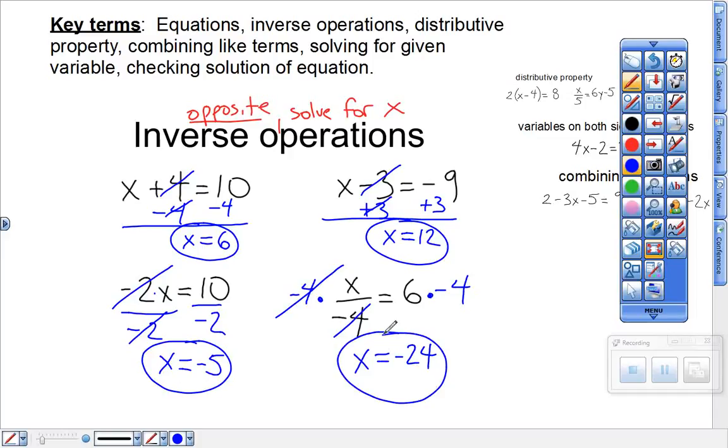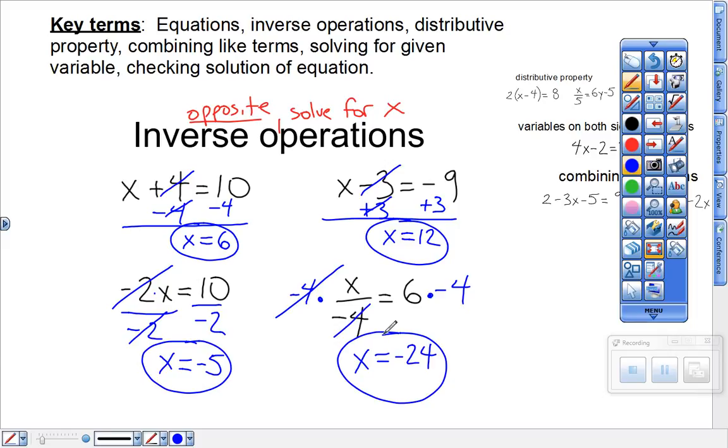So each of those inverse operations got x all by itself. So that x all by itself is the solution to the equation. Some of the trickier ones, multiplying by negative 2, make sure you divide by negative 2. Dividing by negative 4, make sure you multiply both sides by negative 4. Do the opposite. Make sure that negative is in there.